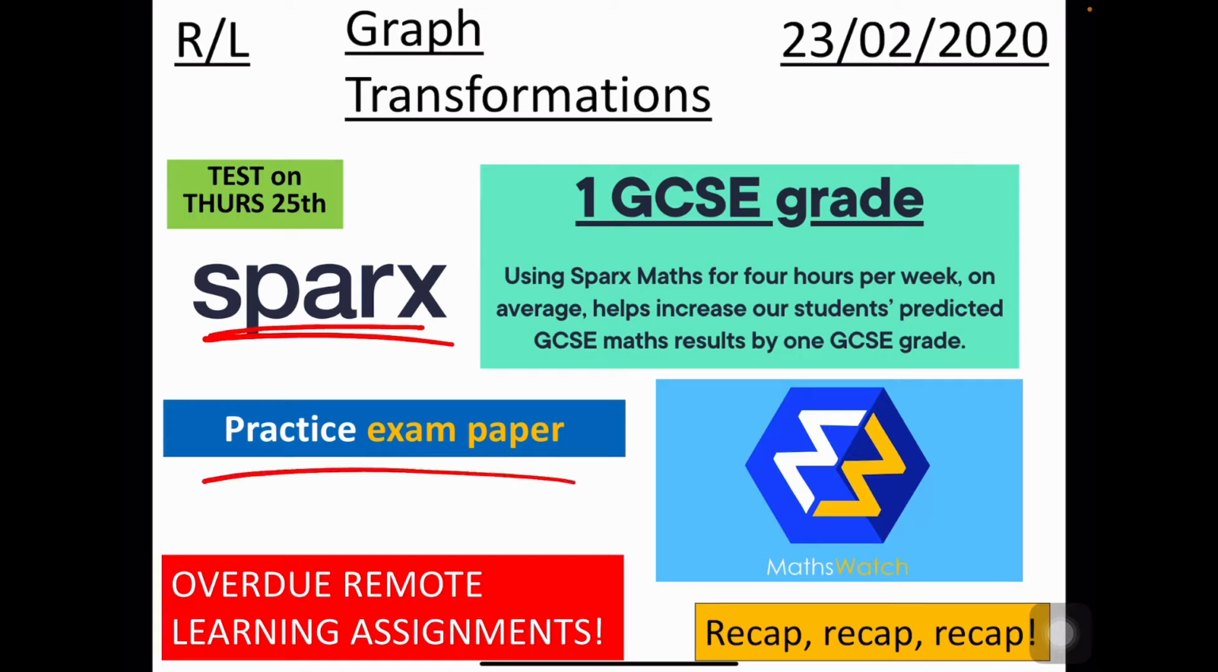Please do the practice exam paper if you have not done so already. Of course, catch up with overdue assignments if you have any, and continue your recap. Stuff which we've done last year, stuff which we've done at the beginning of Year 11, even stuff which you have done in Year 9. Just make sure you're constantly recapping.